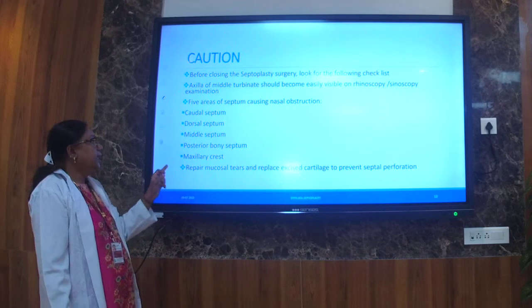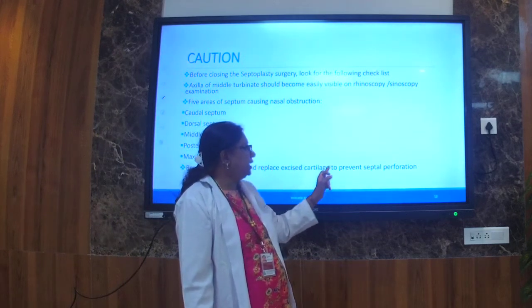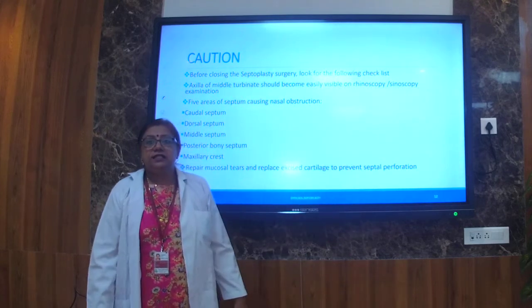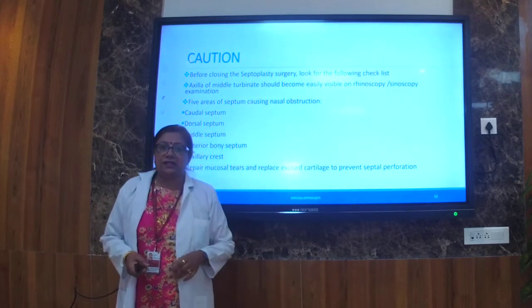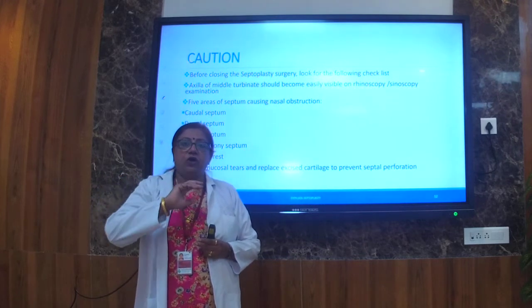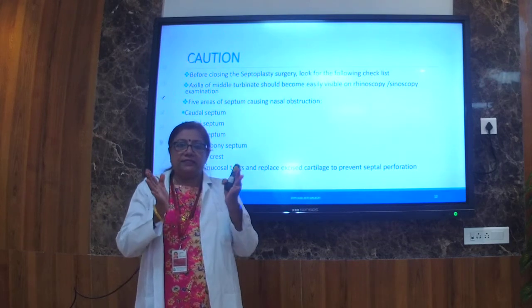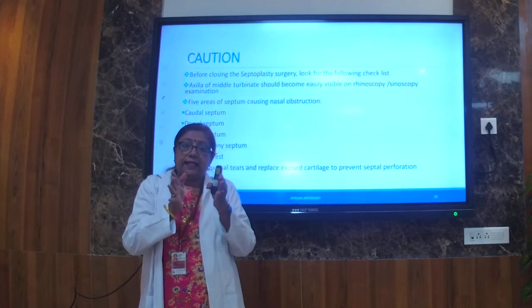And lastly, repair mucosal tear, replace cartilage or excise cartilage to prevent septal perforation. See, what happens is while doing the septoplasty, we remove the cartilage, right? If, for example, the whole cartilage is removed, what happens? It will become flappy. There is nothing inside.